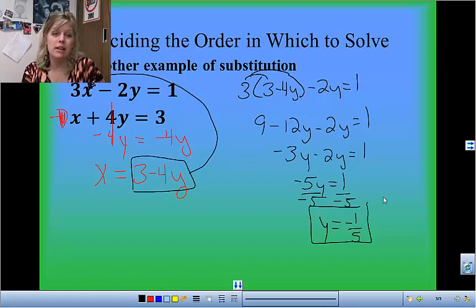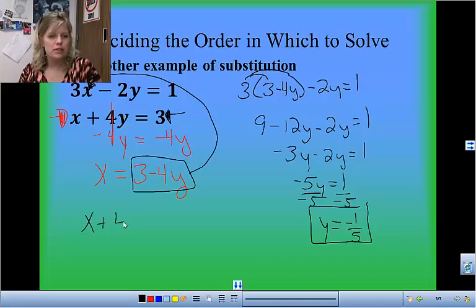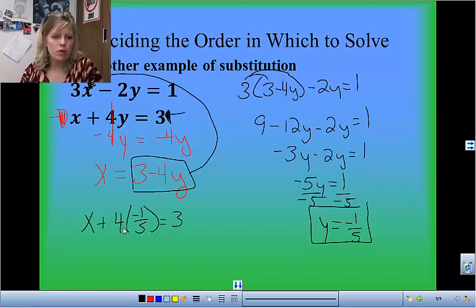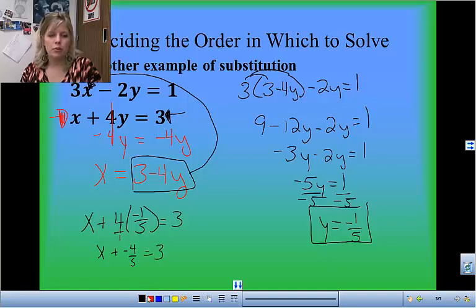What step am I on? Step 4. Plug it in. Doesn't matter which one you plug it into. Let's say I plug it into this equation right here. So I have x plus 4 instead of y, plug in a negative 1/5 equals 3. So what is 4 times a negative 1/5? You don't know that? Get a calculator. Otherwise, it's multiply your numerators, multiply your denominators. So x plus a negative 4/5 equals 3.